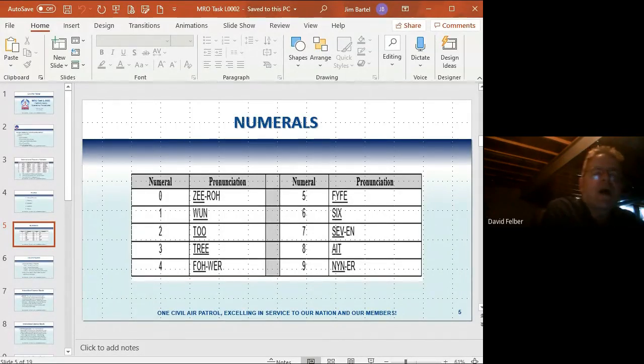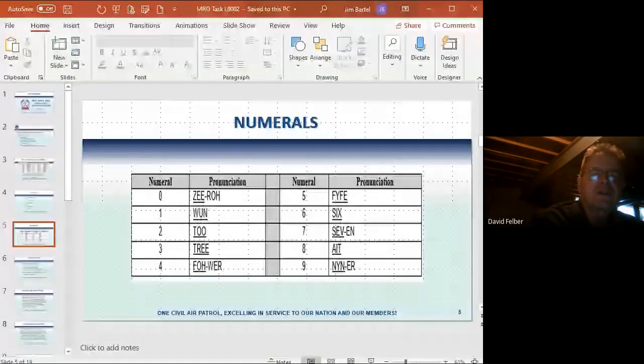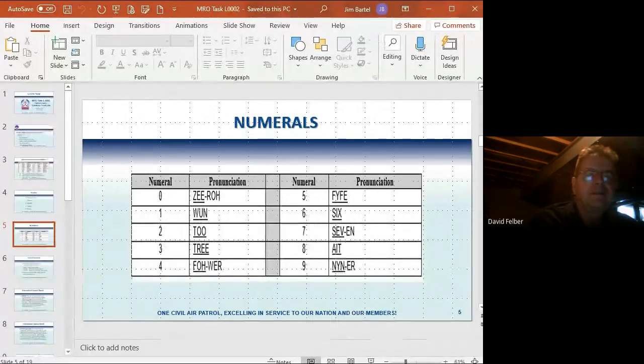You might ask why. On VHF, with static-free, clear communications, it probably doesn't make much of a difference. But on HF, when it's real noisy, there's a lot of static and signals are weak, using this numeral procedure can make a difference. 9er, you know, it's 9. Tree for 3. Fife for 5.